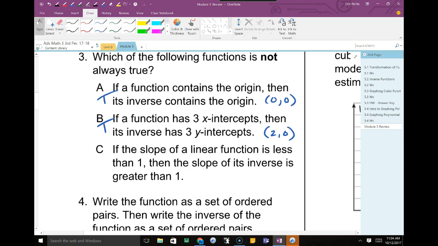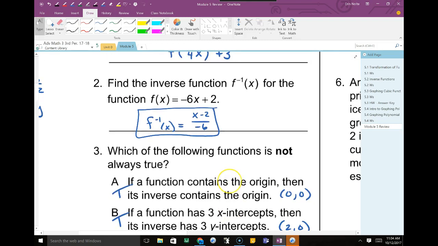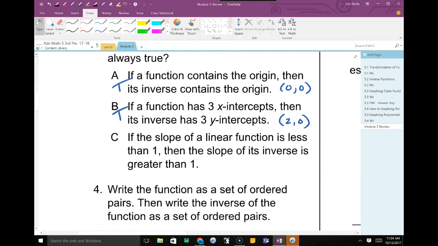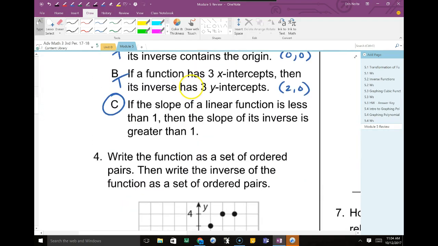Okay, how could we decide that, or maybe use an example to think about it? Like, what if we went back to this question right back here? Okay, so the slope of the original function was what? 6. And the inverse was 1/6. Okay, so if the slope of a linear function is less than 1, then the slope of its inverse is greater than 1. So it all depends on negative versus negative, right? Those both were less than 1. So that's false. Question number 2 is a counterexample.